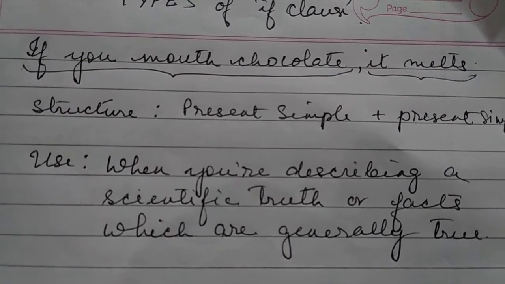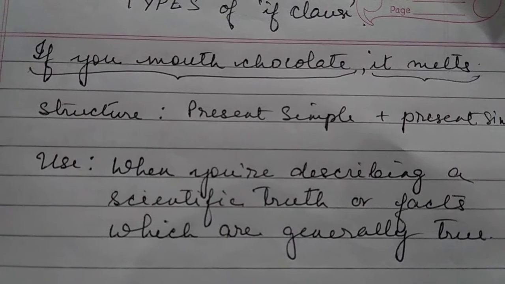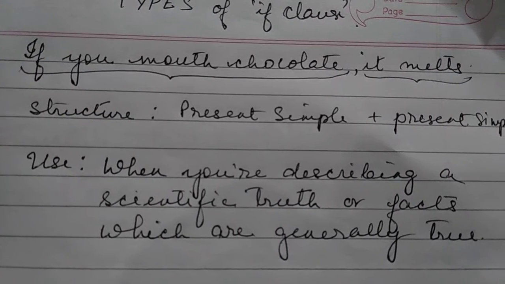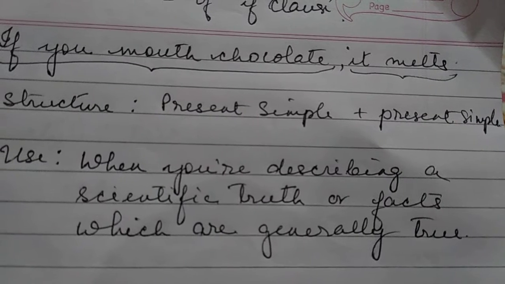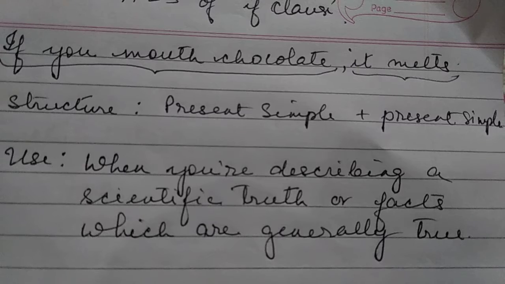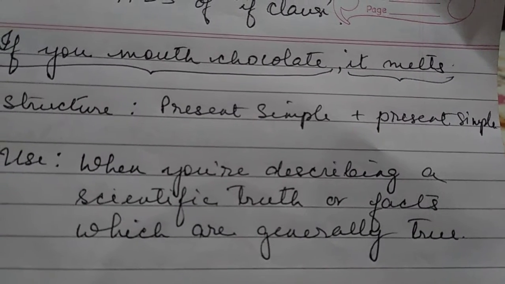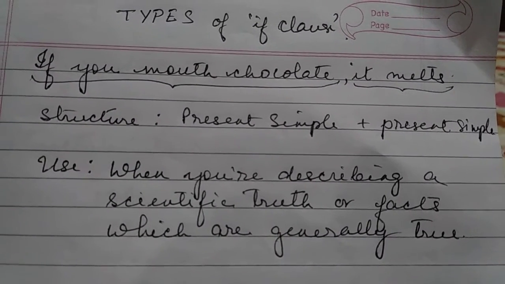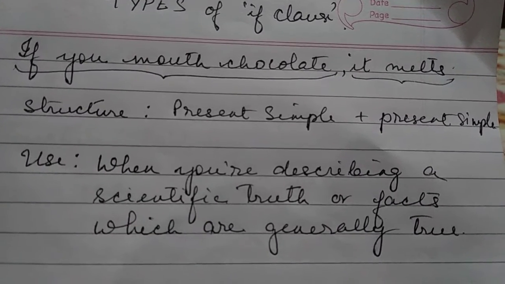If you mouth, verb, mouth, action word. This verb mouth is simple present. And in the second part of the sentence that comes after the comma, it melts. You have melts here, which is once again simple present. So this is one structure of writing a sentence with an if clause.